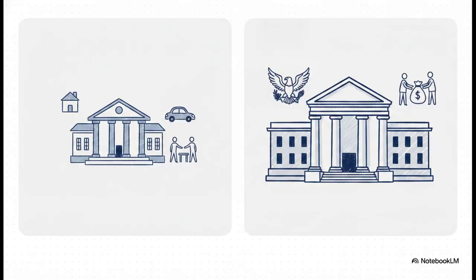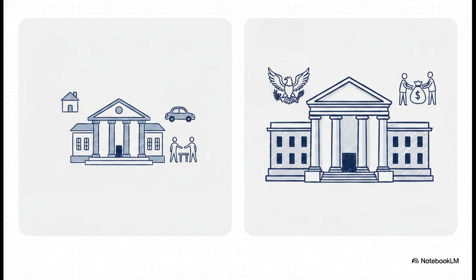Now, what's super interesting is how the U.S. took that common law inheritance and adapted it by dividing it into parallel state and federal systems. It's a delicate balance of local and national power. State courts handle the vast majority of your everyday civil and criminal cases.